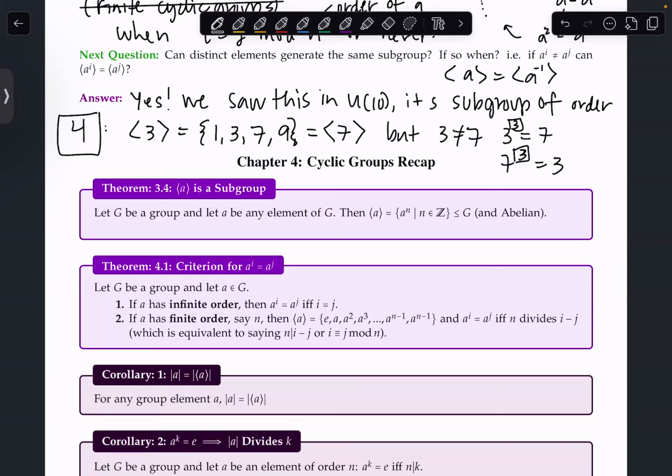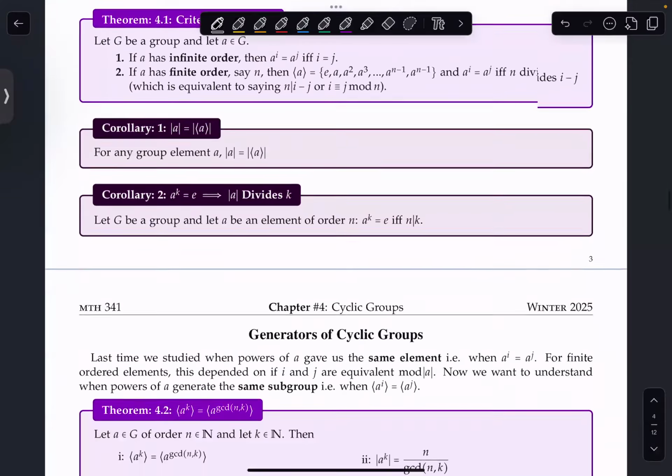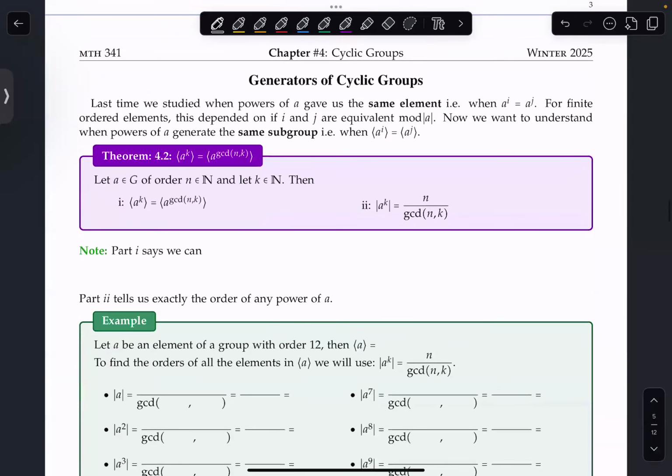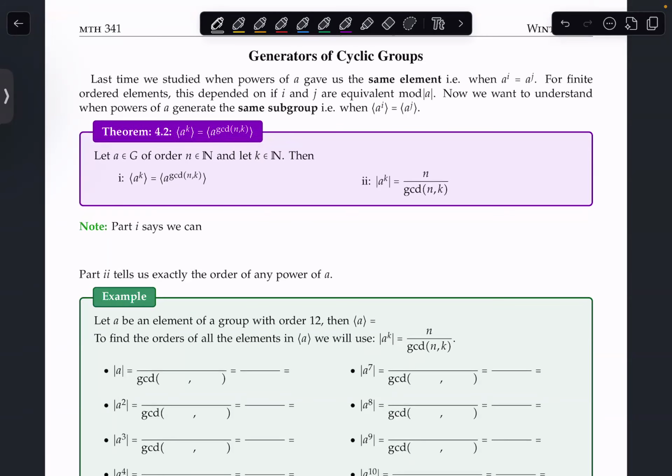Okay, so let's look at our new packet from today. Instead of looking at when do these powers give us the same elements, we're going to be studying the generators of cyclic groups, and we're going to decide when do these generators give us the same cyclic groups back. Okay, so we have our theorem already up here for us. We likely will not get to the proof today, but we'll get to that on Wednesday. But let's study what this theorem says, and then we'll practice how to actually use that in our examples.